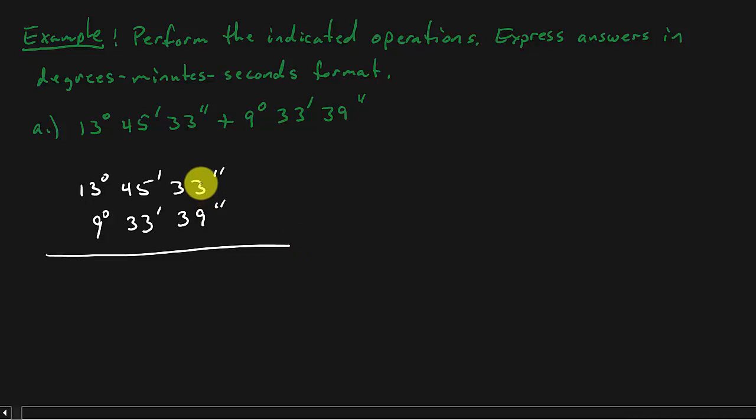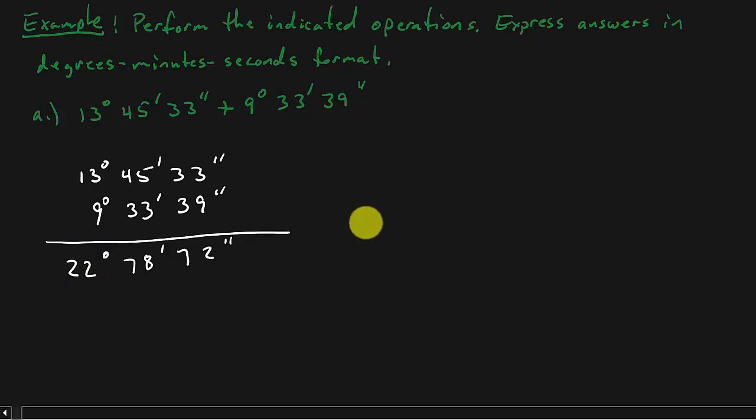So I've got the 33 plus 39, that's 2, carry your 1, that's 72 seconds. And then I'm going to add the minutes together, so that's going to be 8, and then 4 plus 3 is 7, that's 78 minutes. And then add the degrees together, that's going to be 22 degrees.